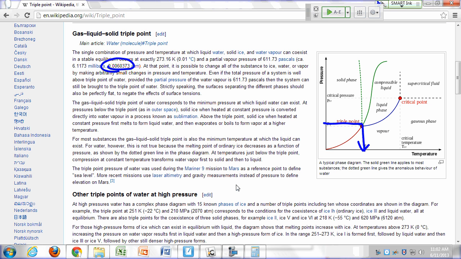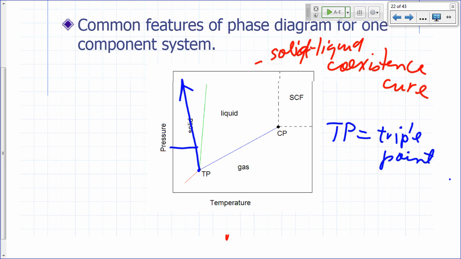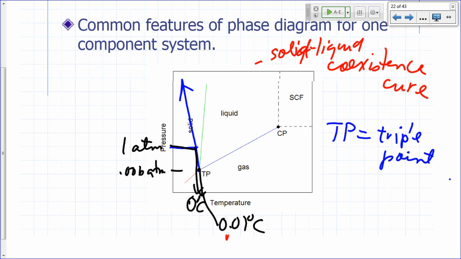The temperature at the triple point of water is 0.01 degrees Celsius. So that's 0.01 degrees above its normal melting point. In the case of water, this curve is actually leaning this way. At 1 atmosphere, the melting point is 0 degrees Celsius. And at 0.006 atmosphere, so this is 1 atmosphere, and 0.006 atmosphere, that's your triple point right there. That temperature right there is 0.01 degrees Celsius. So that's characteristic of water.